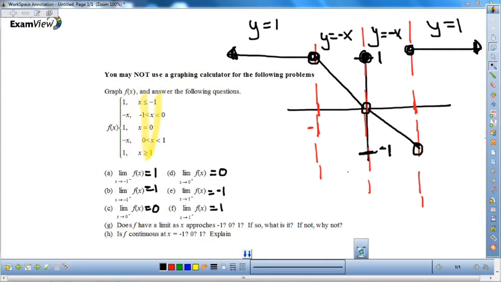G says, does f have a limit as x approaches -1, 0, 1? If so, what is it? If not, why not? Okay, so let's look at -1. In order for the limit to exist at -1, the limit from the left has to equal the limit from the right. And it does. Both limits are equal to 1.